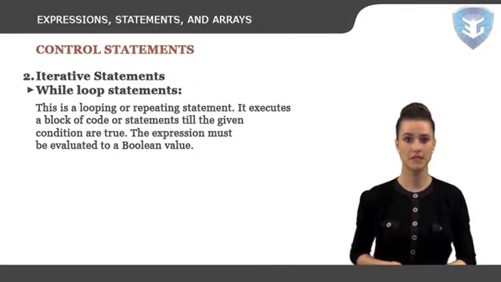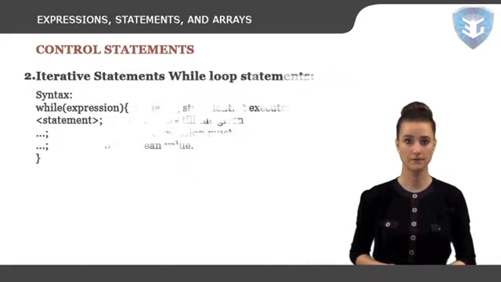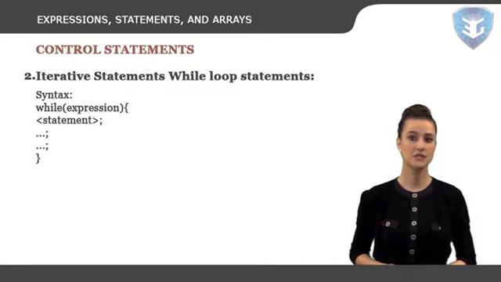2. Iterative statements. While loop statements. This is a looping or repeating statement. It executes a block of code or statements till the given condition is true. The expression must be evaluated to a Boolean value. It continues testing the condition and executes the block of code. When the expression results to false, control comes out of the loop. Look at the screen to understand the while loop statement.